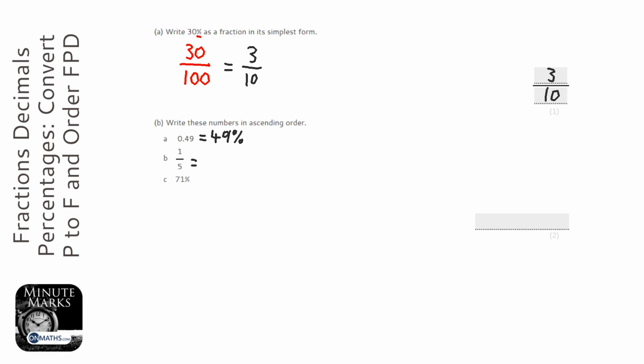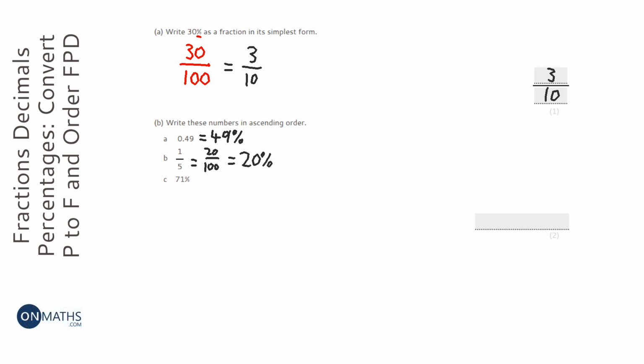Now with this one, we make it so that the bottom is 100. So what I'm going to do is times top and bottom by 20. And then, as I said in question A, percent just means per 100, so that's just 20%. And the last one is just 71%, it's already a percentage.